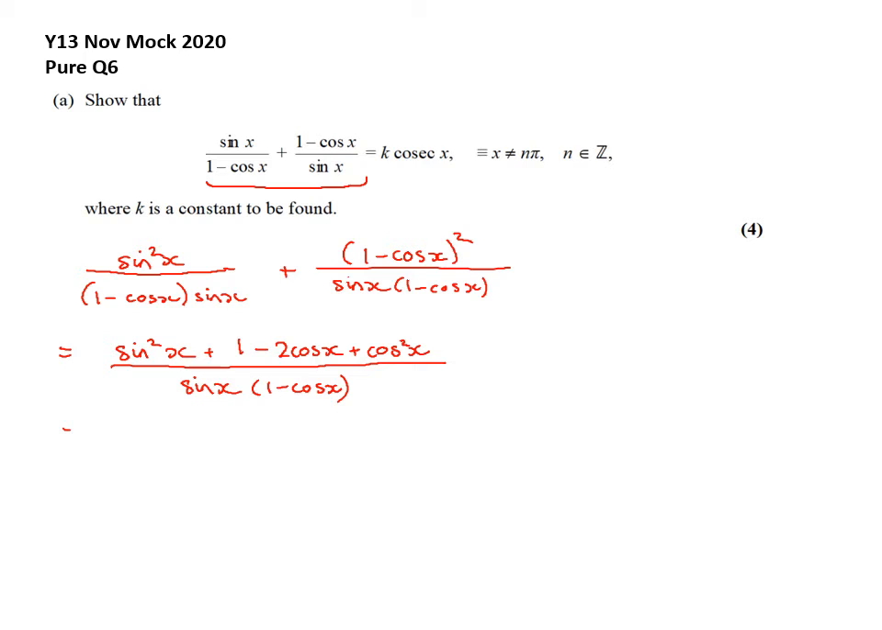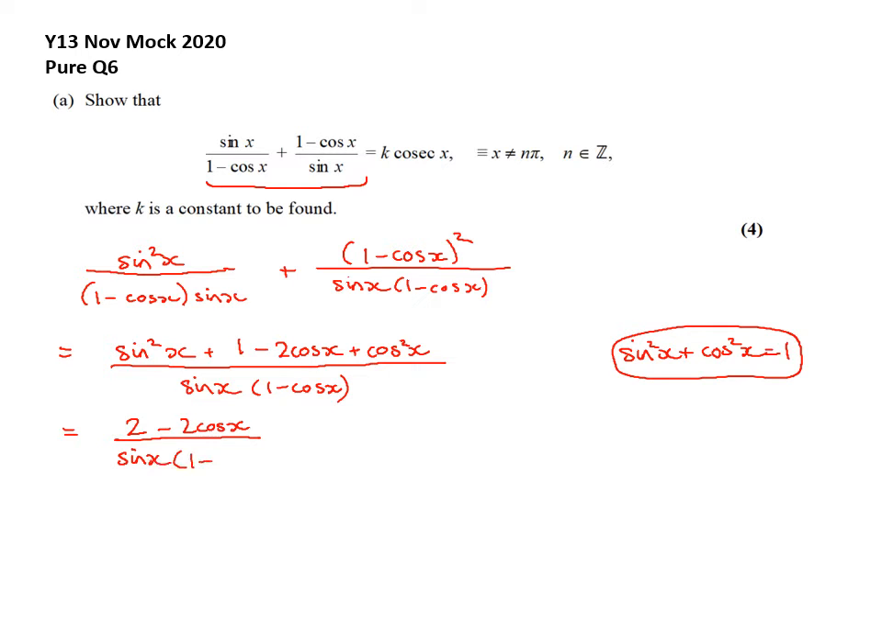Next thing I could see to simplify on the top is I've got sine squared x plus cos squared x equals 1. It's always worth writing the identities that you're using out separately, just so your examiner can see those as well. So here we've got 1 plus 1, so I've got 2 minus 2 cos x over sine x times 1 minus cos x.